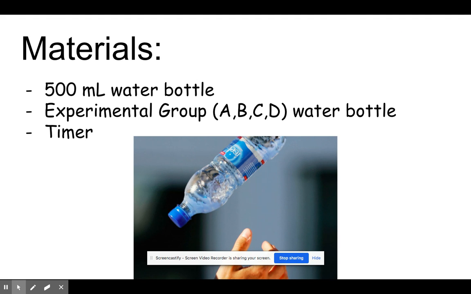The materials we're going to use for lab are 2 water bottles, one that is full all the way up with 500 milliliters that you have to measure, and a second one which we're going to fill partially of the way with water.